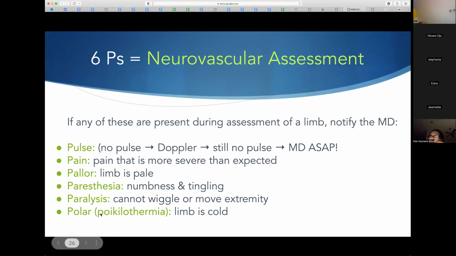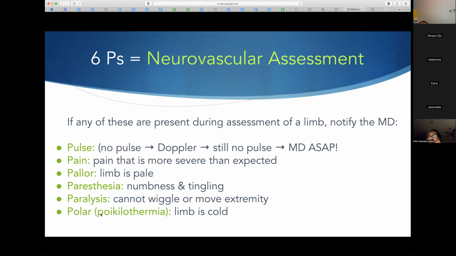Guys, you have to memorize these, okay? So the 6 P's are part of the neurovascular assessment, okay? Because we're doing neuro, you have to start memorizing these now. We will see these again when we get to musculoskeletal, but these are a foundation of nursing assessment.